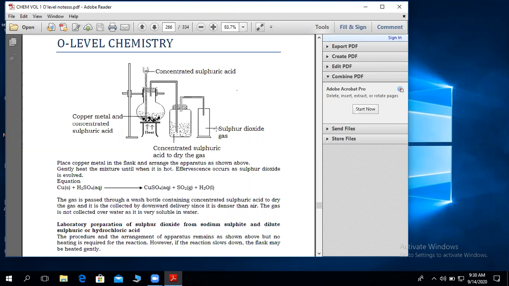Now, sulfur dioxide is again denser than air, so it is collected by downward delivery. Now, in your diagram, at the end of it all, they must be on the same level, because you will be putting them like on a table.